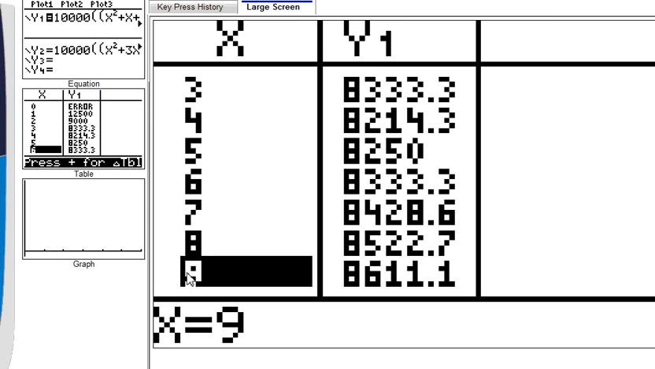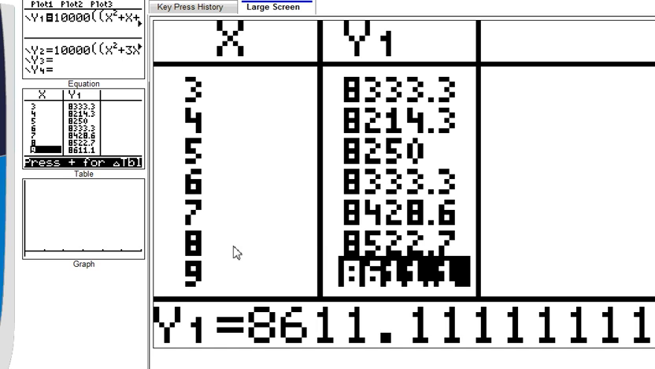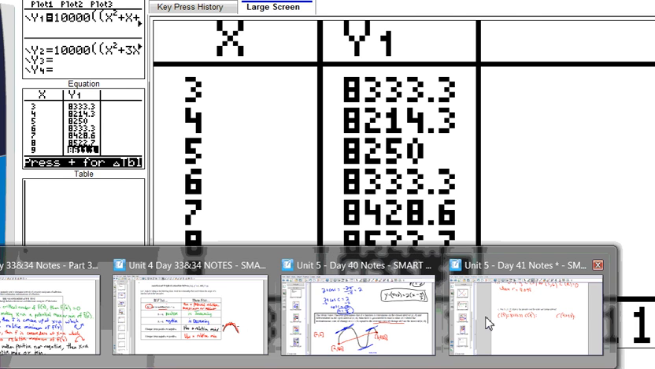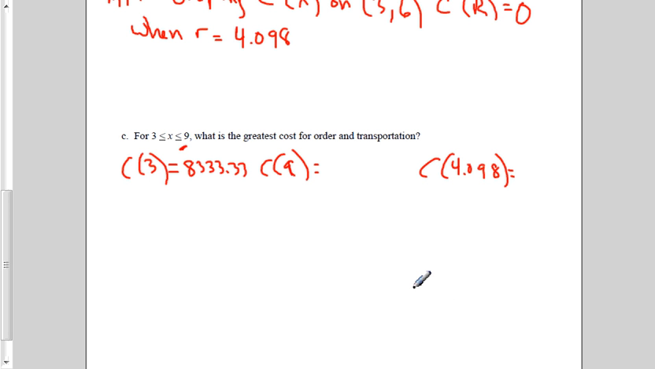Now that's when x is 9. I know the value of the function is 8,611. Let me just see what the decimals are. We should be going to 3 decimals each time. So now this is 8,611.111.